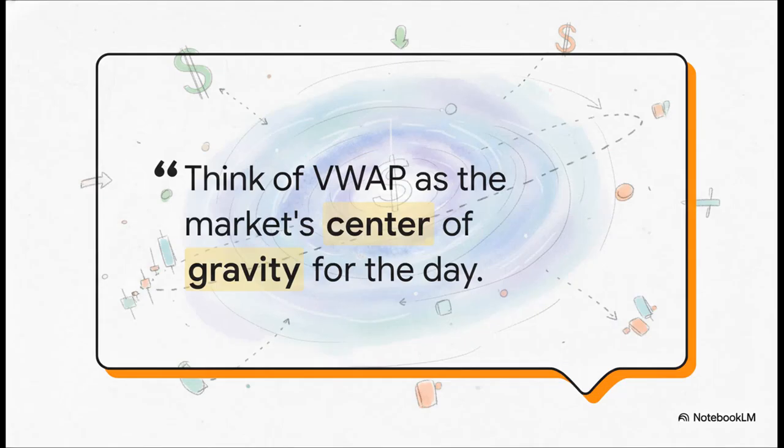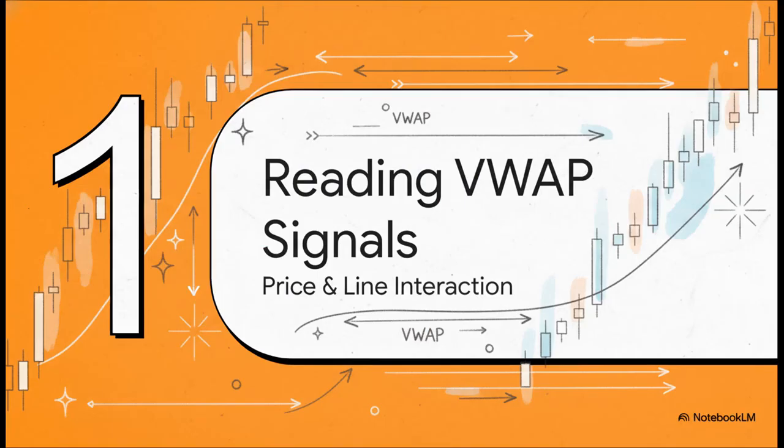This is probably the best way to think about it. The VWAP is the market center of gravity for that day. Prices can definitely fly away from it, sure, but they always feel that pull, that tendency to come back to this line. It's the equilibrium point for the session. Okay, so we know what it is, but how do we actually use it? That's what we're jumping into next.